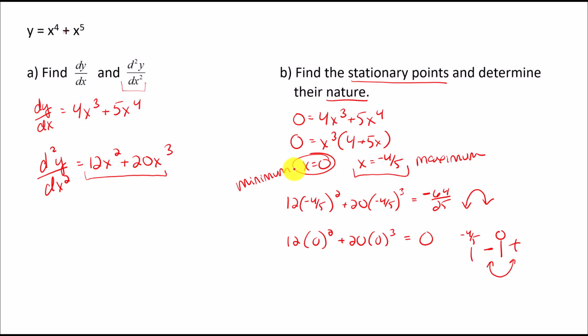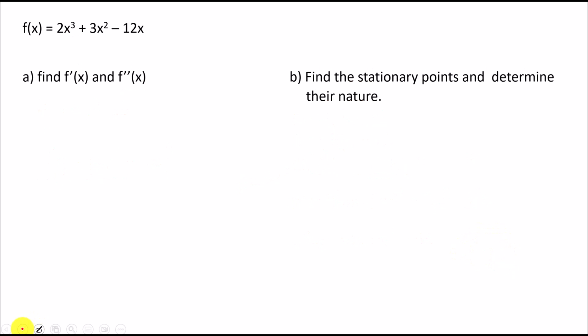So with the second derivative, if you plug in your stationary point and you get a negative, then it's concave down and you have a maximum. But if you get a positive, it would be concave up and you would have a minimum. But in this case, if you get 0, you have to go back to your sign chart right here. Okay, you have to go back to the sign chart to figure that out. Let's look at another example.